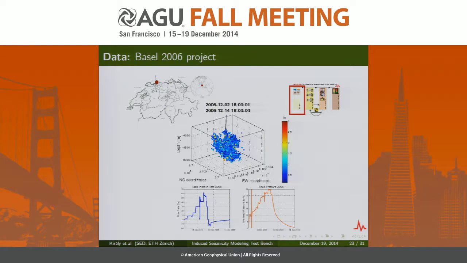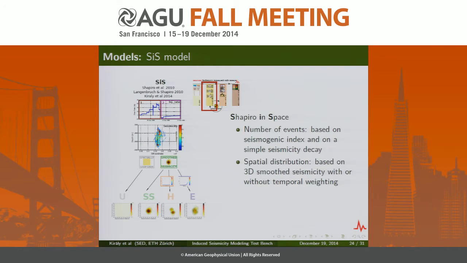I'd like to show you what we've done in the last month. As you can see here, our data is from the Basel 2006 project. You can see the seismicity colored according to magnitude, and we also used flow rate data and wellhead pressure. The models that we used, there are 2 models. Both are hybrid models. They seem to be the most suitable for near real-time assessment.